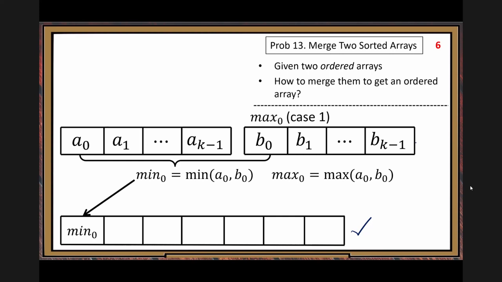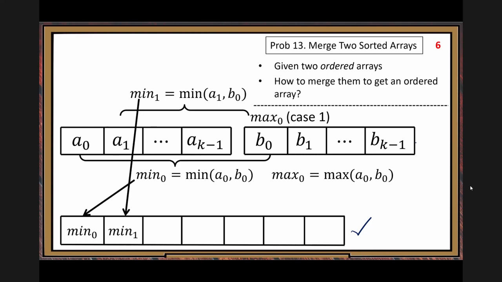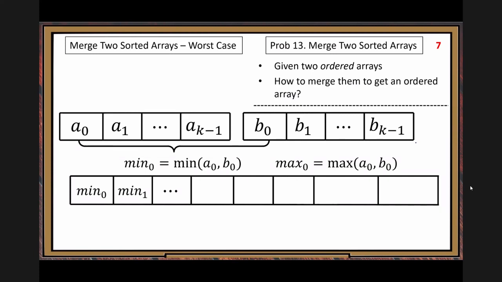Then for that max 0, you still need to do further comparison. Here we consider case 1, where max 0 corresponds to B0. So the next comparison you should do with that max, because now you recovered and get back to the typical, original situation. So we just keep doing that. This time, min 1 is the element in place. Another comparison, you put another element in place, and so on. Every time we do one comparison, we put one element in place.